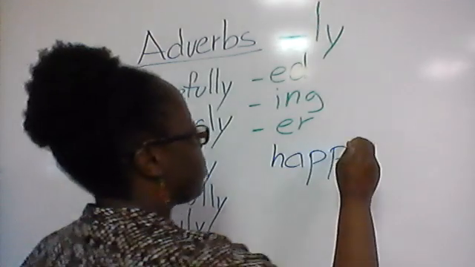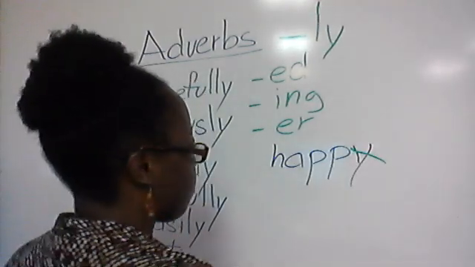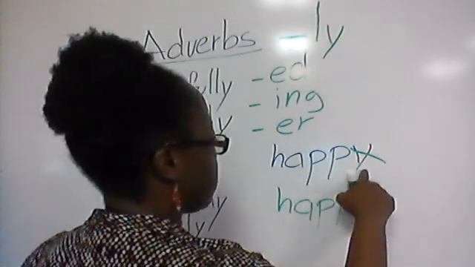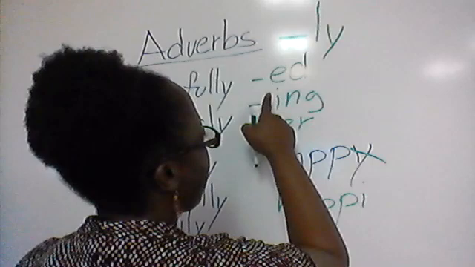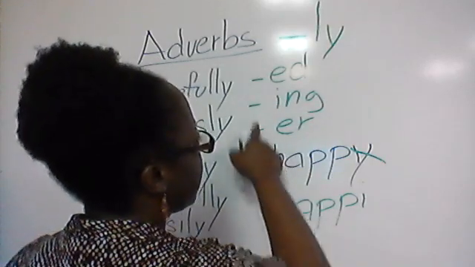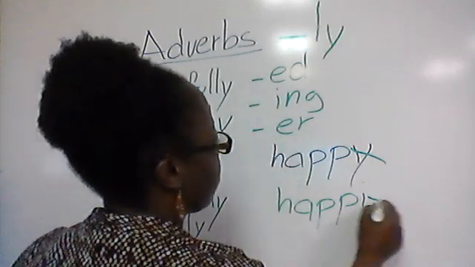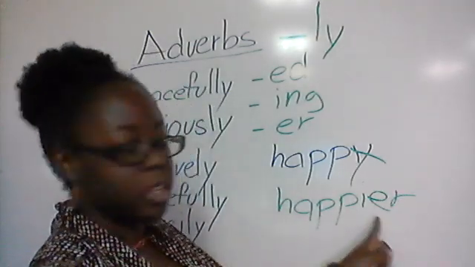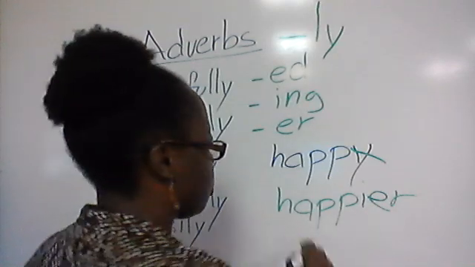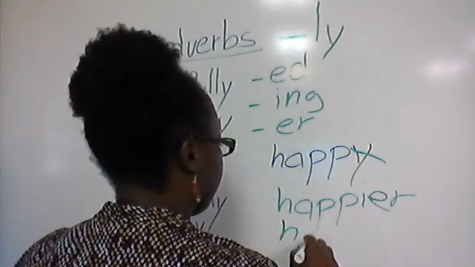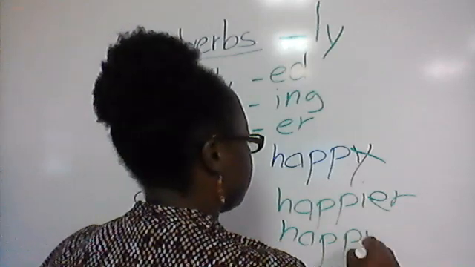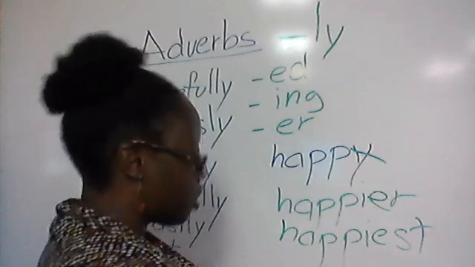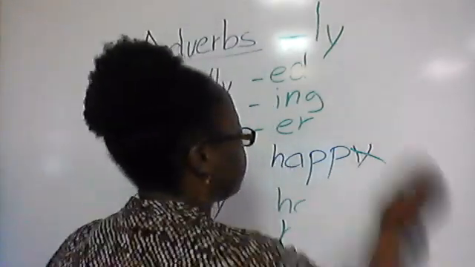So I would take away the y, so ha, and then change this y to an I before adding the ing or er. I'm going to add er. Happier would be changing the y to an I. And if I were to add happiest as well, I-E-S-T. Don't forget to change the y to an I.